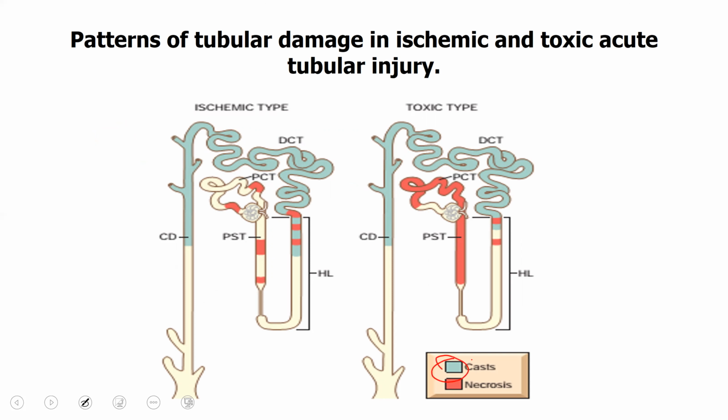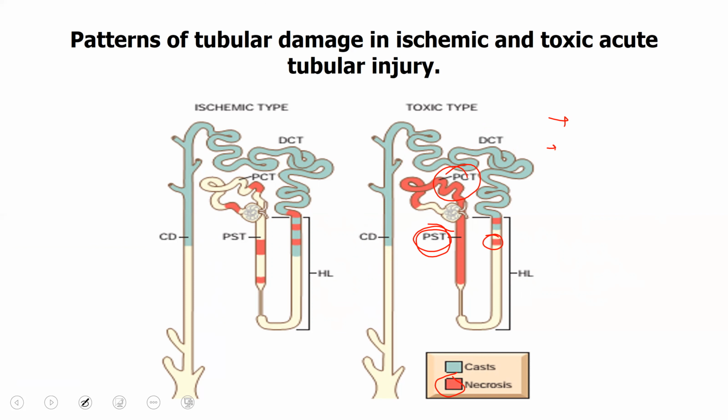So we can see the green color represents the cast, and this green color can be appreciated through the distal convoluted tubule and can also be appreciated in the collecting duct. However, we cannot see the green color cast in the proximal convoluted tubule and thick ascending limb of loop of Henle, but instead what we can appreciate is necrosis. And necrosis can be appreciated in the proximal convoluted tubule and also in the thick ascending limb of loop of Henle. So you should know at what site you will see the necrosis, and at what site you will appreciate the dirty brown granular cast.